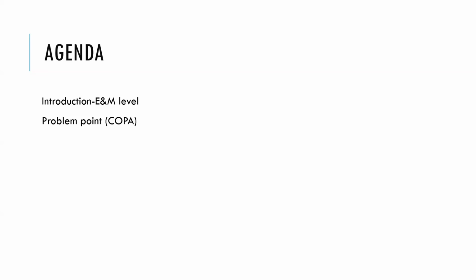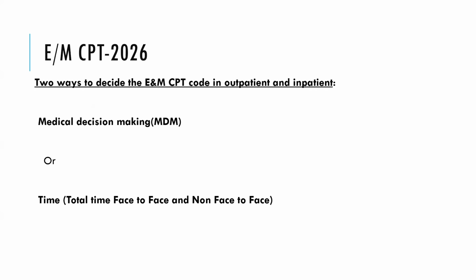So let's talk about the first thing: there are two ways by which you can get the CPT code in outpatient as well as in inpatient. I hope you understand the meaning of outpatient and inpatient, right? Outpatient is where the patient visits the doctor, takes the service, and goes back the same day, whereas inpatient is where the patient is admitted in the hospital and stays for a few days to get appropriate services.